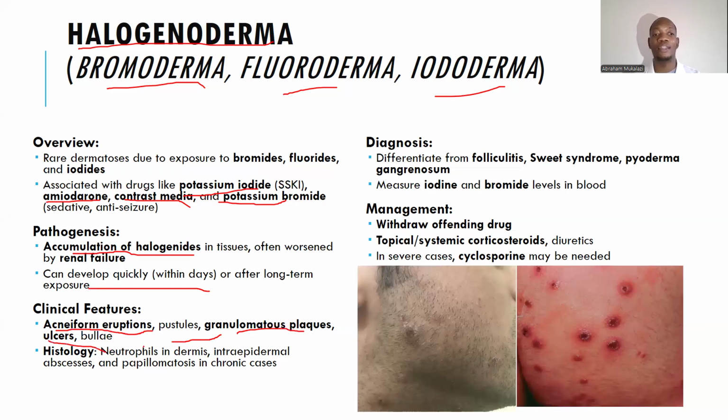Sometimes they can end up with ulcer or even bullae. On histology, you will see neutrophils in the dermis and also epidermal abscesses and papillomatous processes in chronic cases. The diagnosis has to be differentiated from other forms of folliculitis, even this syndrome, and then also pyoderma gangrenosum. You have to measure the levels of iodine and bromide in blood before you make the diagnosis. If the levels are elevated, then you can have that idea.